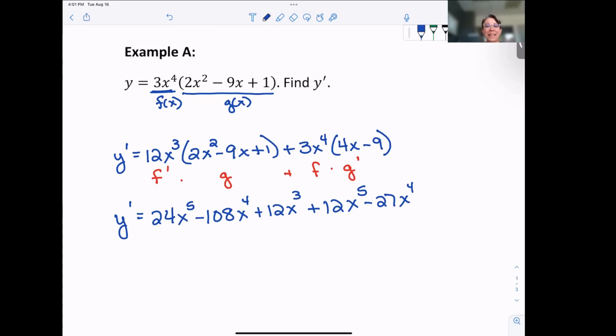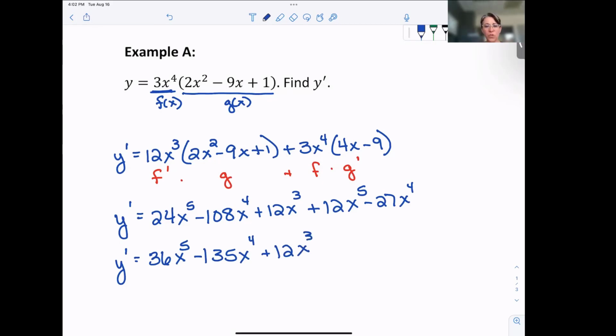And let's combine any like terms that we have. We have a couple of fifth exponents there. So we get 24 and 12. What is that? 36x to the fifth. Negative 108x to the fourth minus 27x to the fourth. If we combine those, let's see, I think it gives us 135x to the fourth. And then last we have a positive 12x cubed.